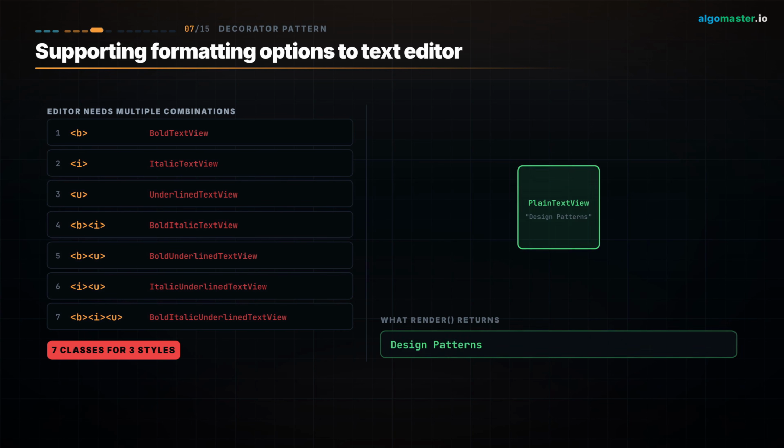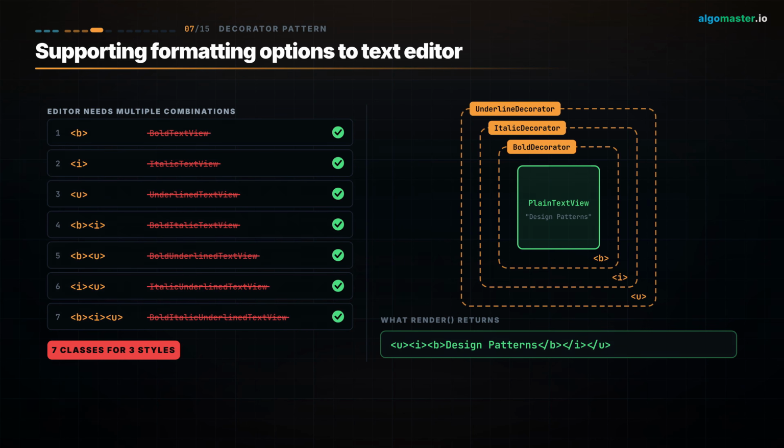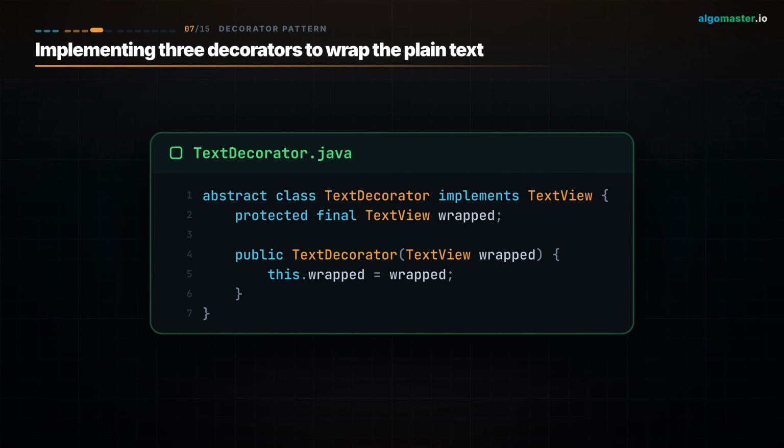Instead, we create small decorators that wrap another text view and add one style. Now we can combine these decorators however we need. To implement this, we first create a base decorator called text decorator. It implements the same text view interface as plain text view and wraps another text view object.